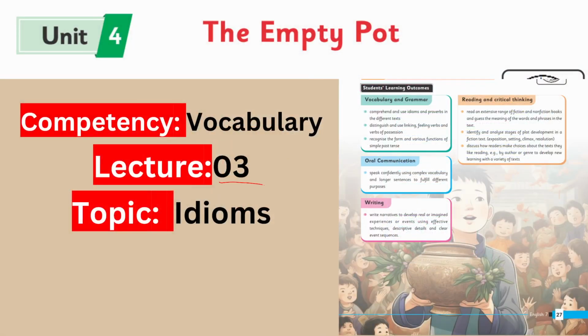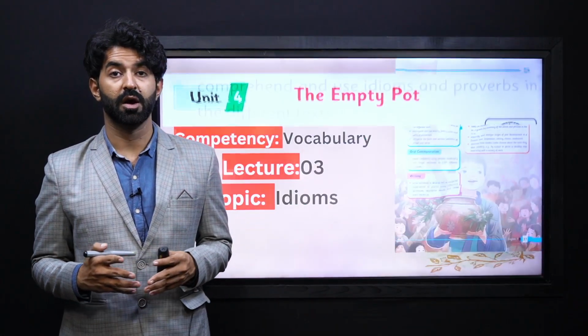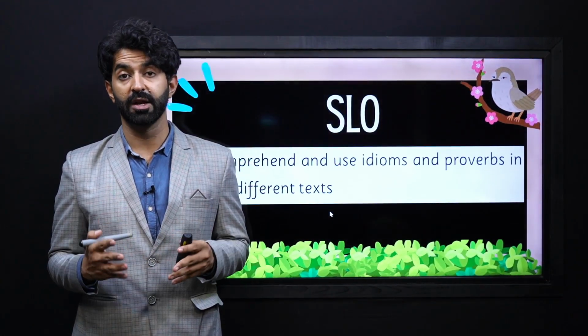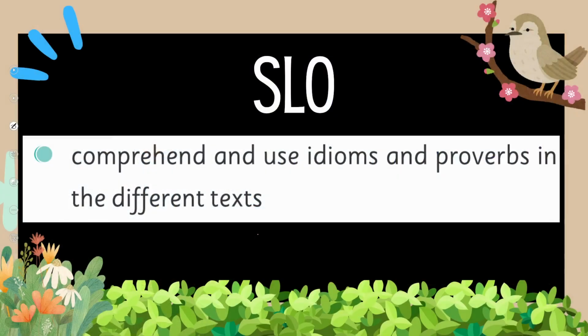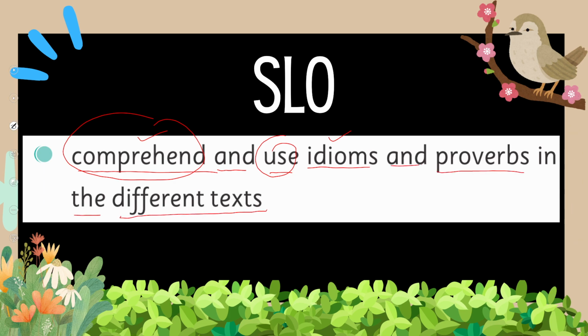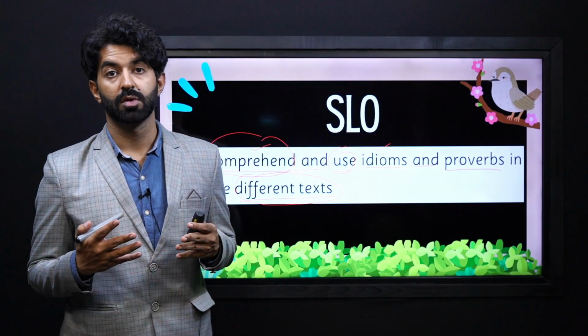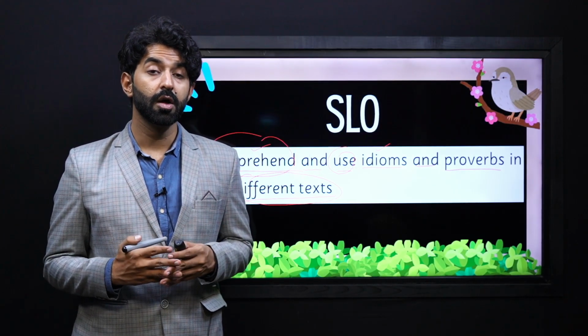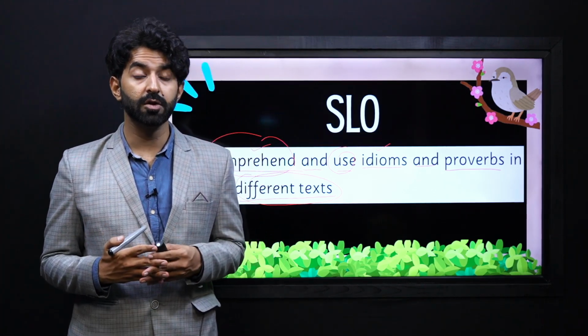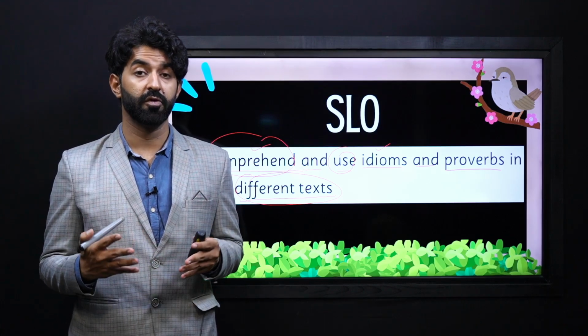Now, let's get started with our students learning outcome so that we can achieve it at the end of our video lesson. So my dear learners, our students learning outcome is comprehend and use idioms and proverbs in the different texts. So, comprehend means to understand. So now we are going to comprehend and use idioms in our different kinds of texts.